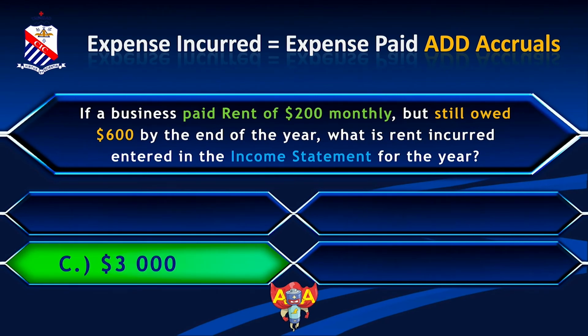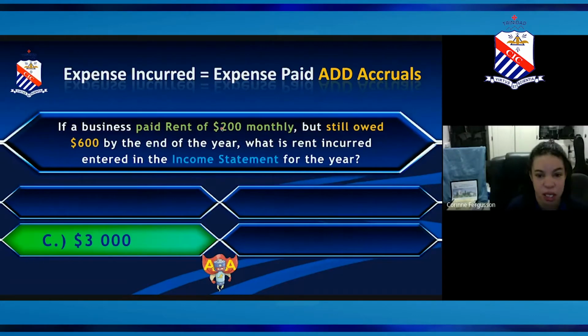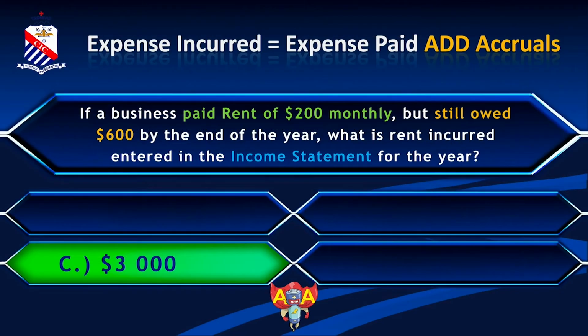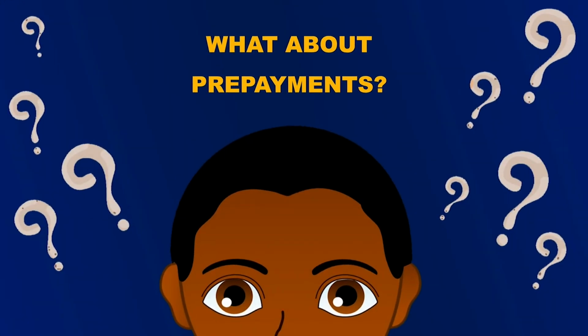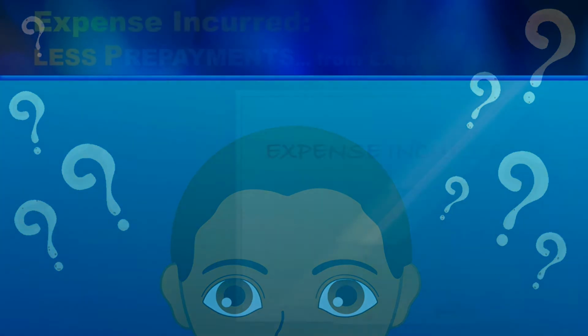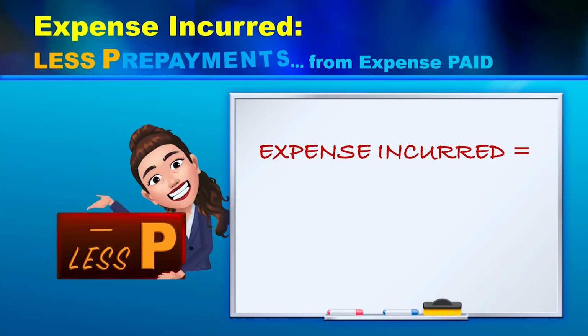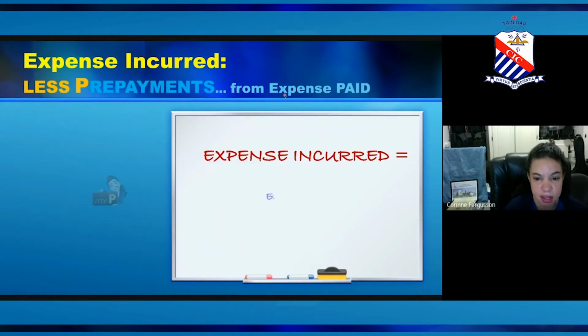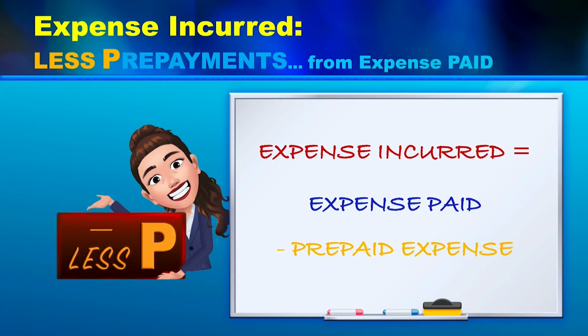I hope there's nobody that isn't getting it. This one, you just had to find out the annual amount or the yearly amount. 200 multiplied by 12, which is 2,400. Add accrual of 600, 2,400 add 600 gives you 3,000, and that is the amount that goes into the income statement. Easy. For prepayment, what did we say that we do? It will be less prepayments. So it's the opposite of the accrual, the battery man, the add accruals. You will just have to less the prepayment.